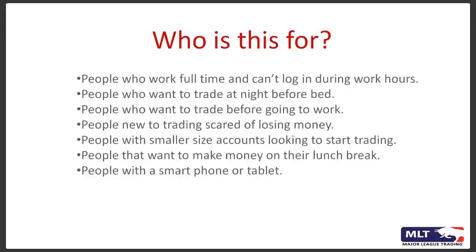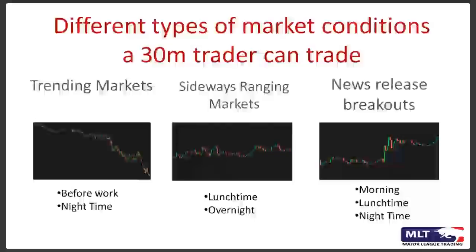Okay. So what are the different types of market conditions that the 30-minute trader can work with? All right. So there's 3 different types of market conditions that traders out there are aware of. The first one is a trending market, and everybody loves trending markets. There's sayings for them. The trend is your friend. Well, trending markets typically occur, I would say the best 2 opportunities are one before work. Okay, if you're going to set it up, the markets will trend during the day.